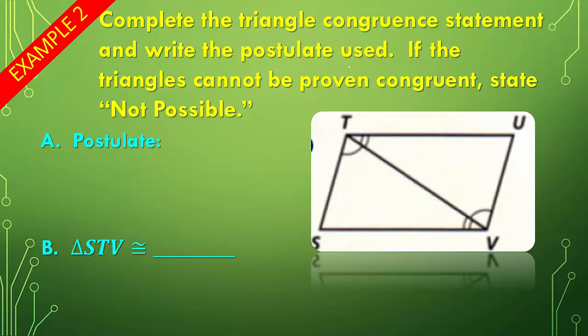So let's look at the second example. We want to complete the triangle congruent statement and write what postulate we used. If triangles cannot be proven congruent, state not possible. So if it's one of the ways that I just went over, it would be not possible. So if we look at this one here, we have an angle congruent, and then we have two more angles congruent. There are two postulates that use two angles: angle, angle, side, and angle, side, angle. So we need to figure out which one it is.